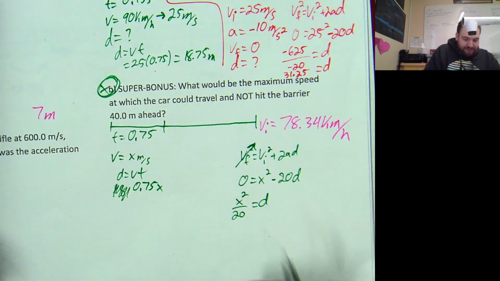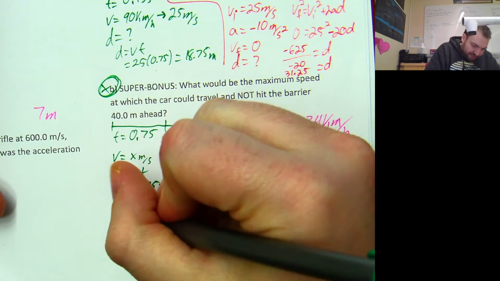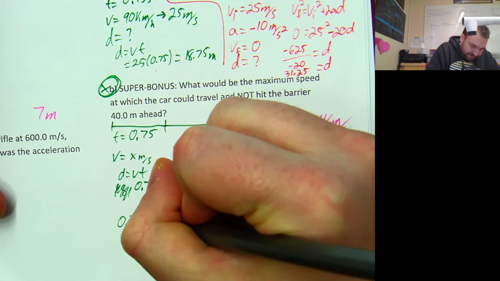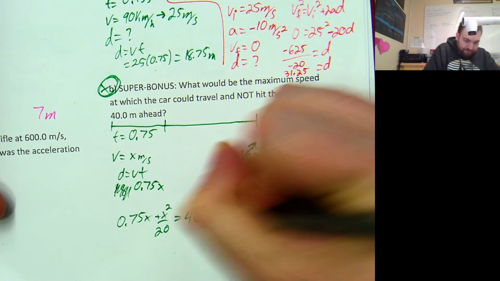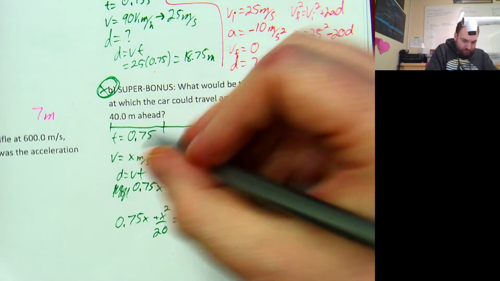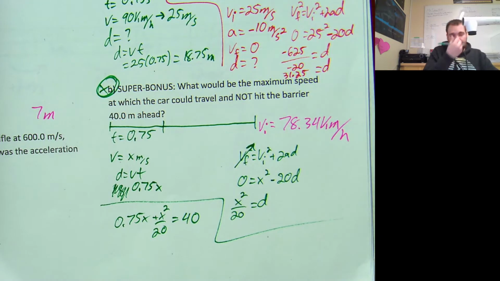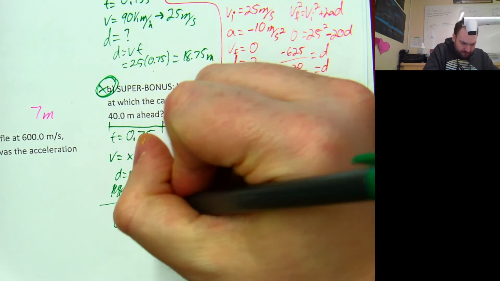So I want these two distances to add to 40. So I'm going to get 0.75x plus x squared over 20 equals 40. That looks an awful lot like what kind of equation? A quadratic, which some of you know how to solve and some of you do not, depending on your mathematical background. So I'm just going to multiply everything through here by 20.